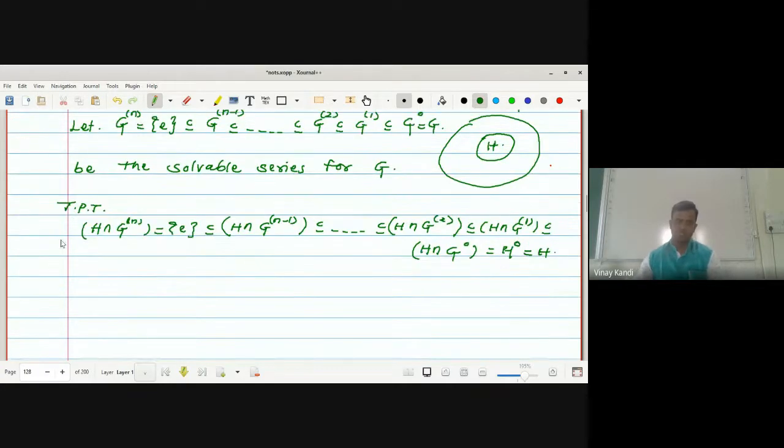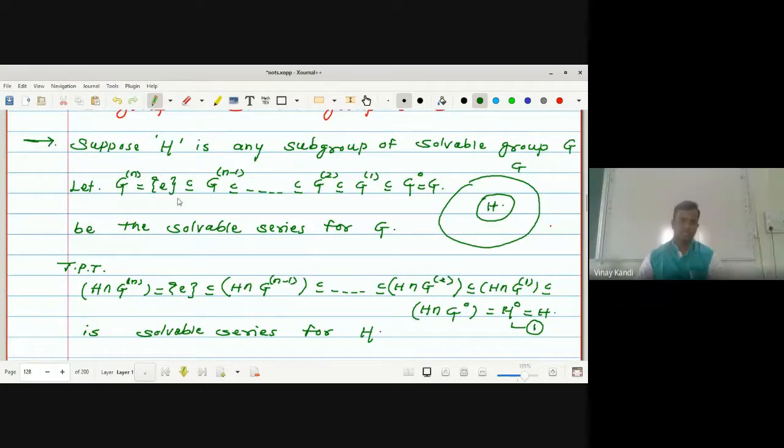So H0 is equal to H, and this is the solvable series for capital H. Give it as equation number one. Any doubt? This is G, which is equal to singleton {e}, G raised to n minus 1, contained in G raised to n minus 1, which is contained in up to so on G.